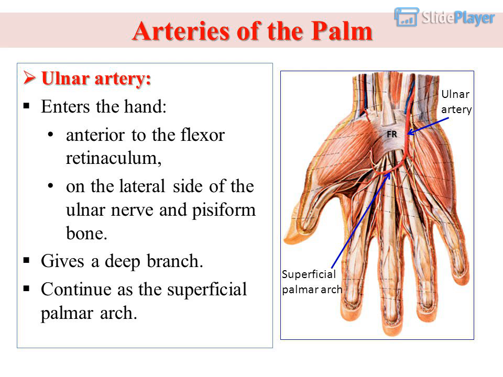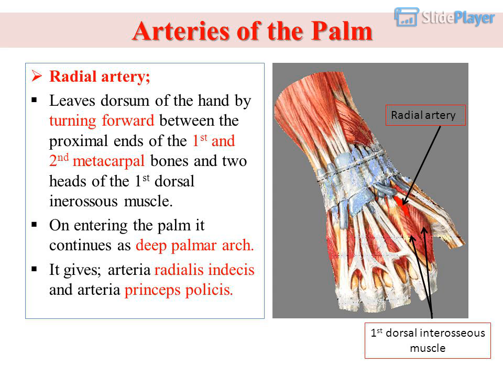Arteries of the palm. The ulnar artery enters the hand anterior to the flexor retinaculum, on the lateral side of the ulnar nerve and pisiform bone. It gives a deep branch and continues as the superficial palmar arch. The first dorsal interosseous muscle is shown.